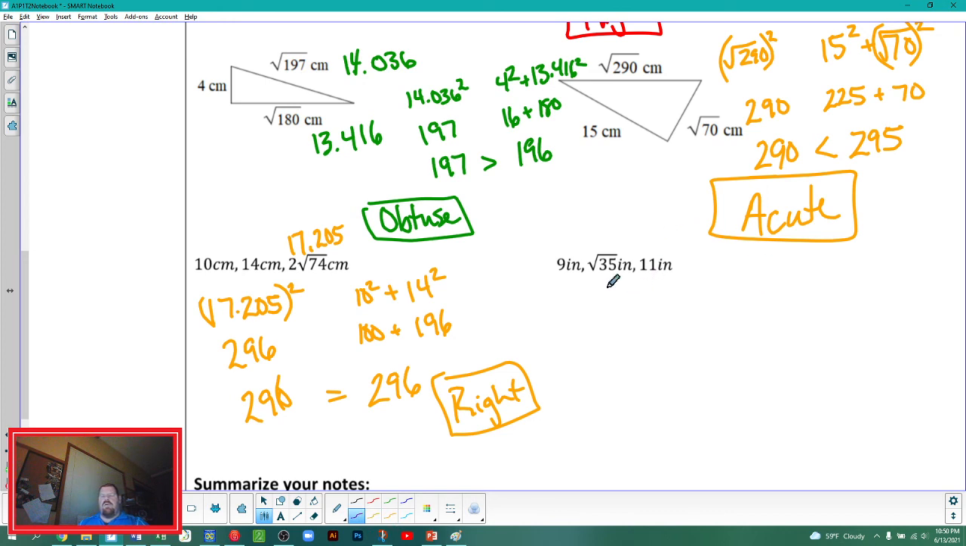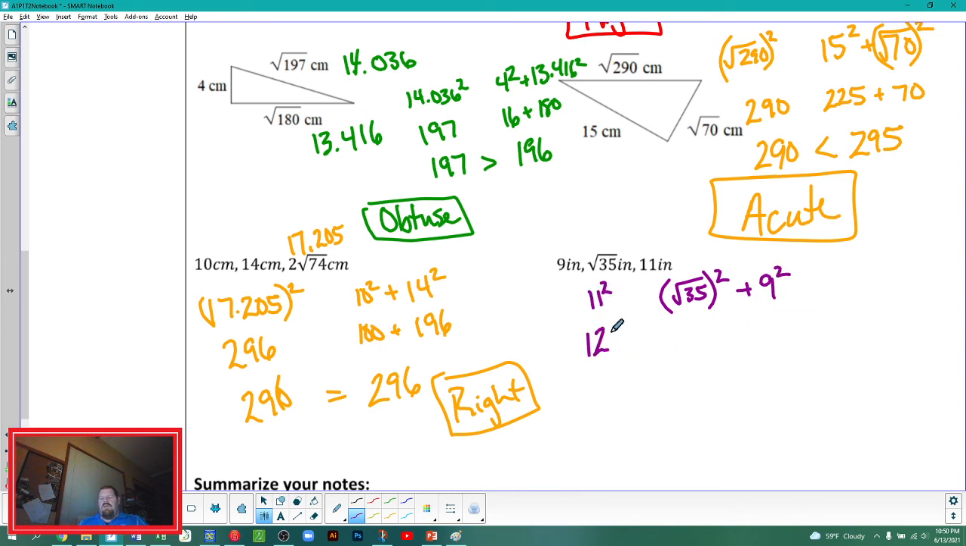And for the last one, 11 is the biggest. Square root of 35 is almost 6. So I have a 9, a 6. I don't know why those two wouldn't be switched, but that's okay. A 9, an almost 6, and an 11. So the 11 is the biggest one. So we'll check that compared to the square root of 35 squared plus 9 squared.